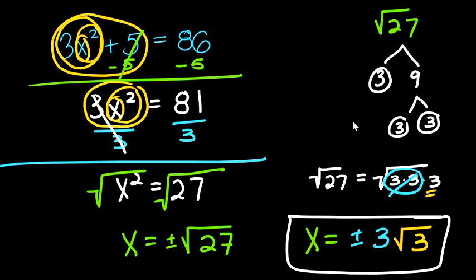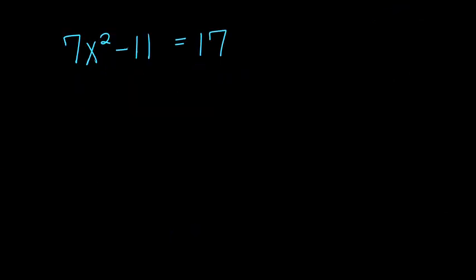Okay. One last question. I want to give you a chance right now to put this together and try to do it on your own. We have this question that says 7x squared minus 11 equals 17, and I want to give you a couple moments right now to go ahead and try this and submit your answer.